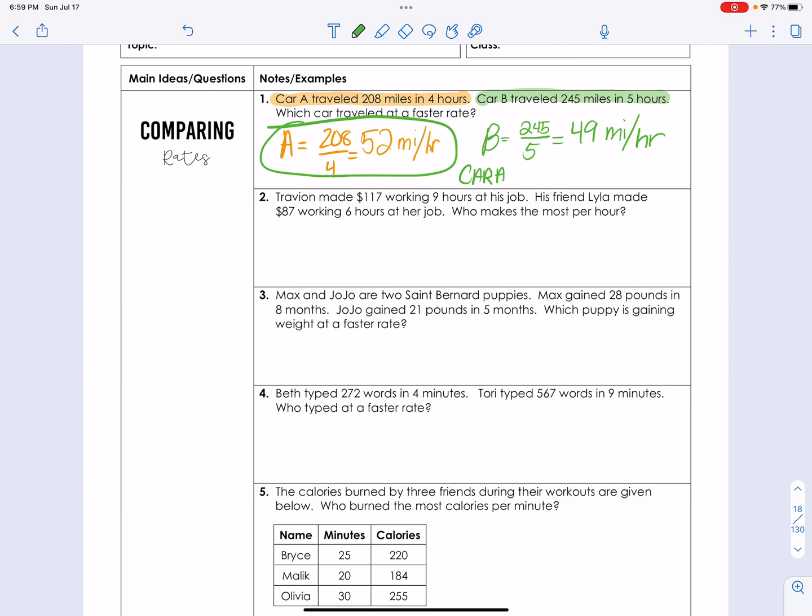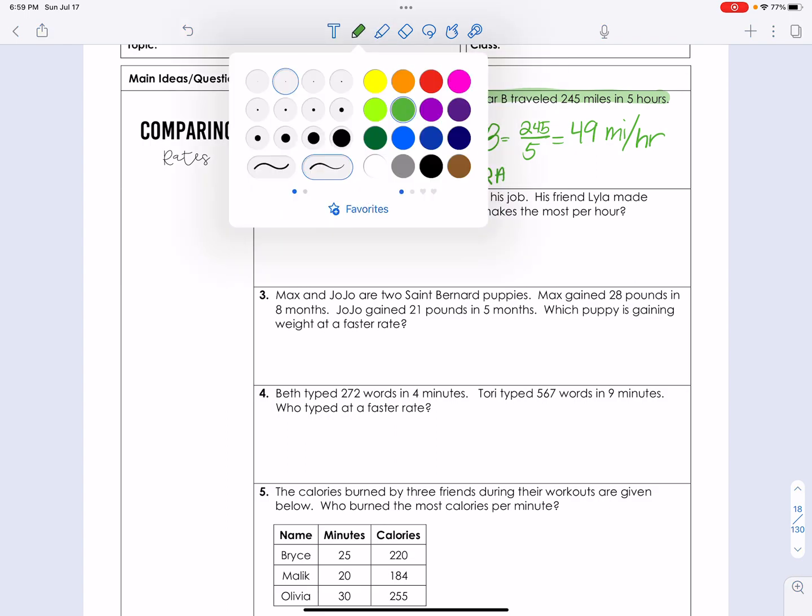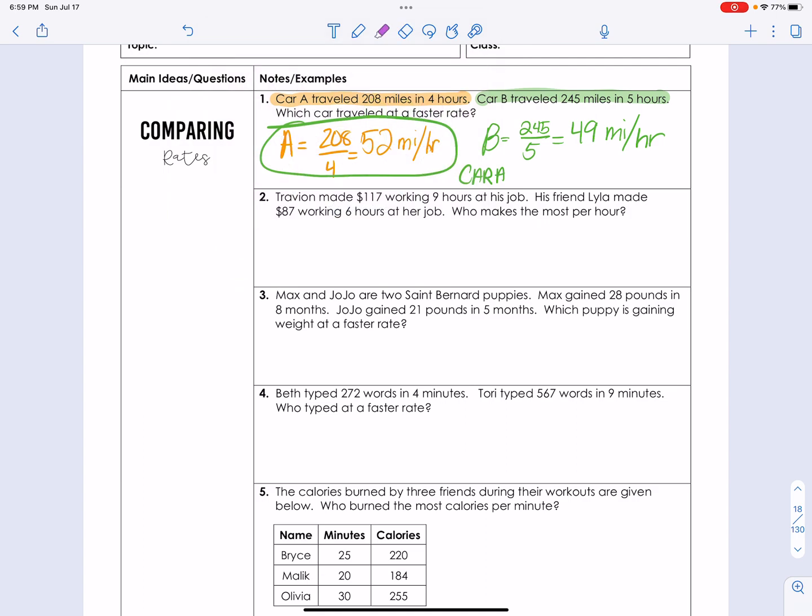Okay. So if you look at the next one on number 2, Travion was making $117 at his job. Travion is making $117 working 9 hours at his job. So Travion is doing 117 divided by 9 hours. So I'm going to divide that out, and that is $13 per hour.